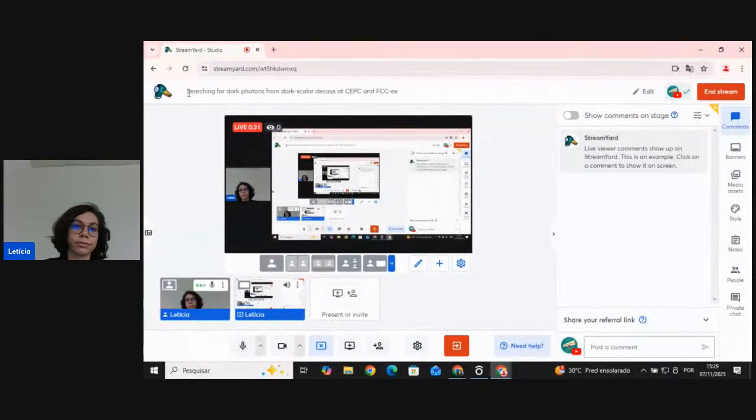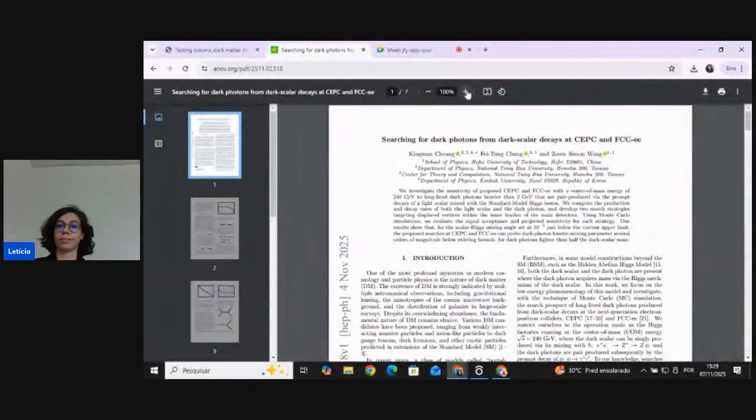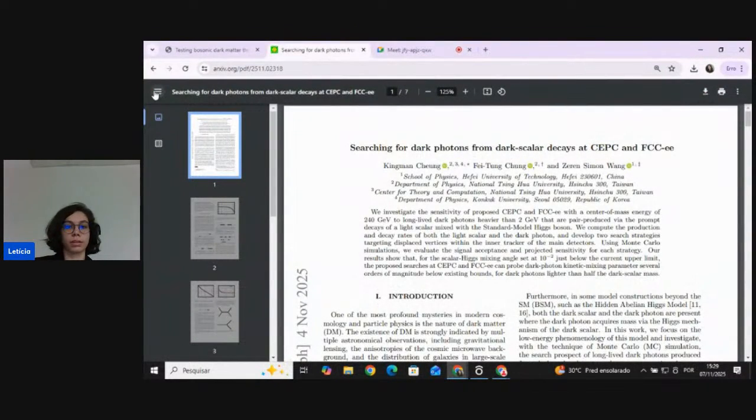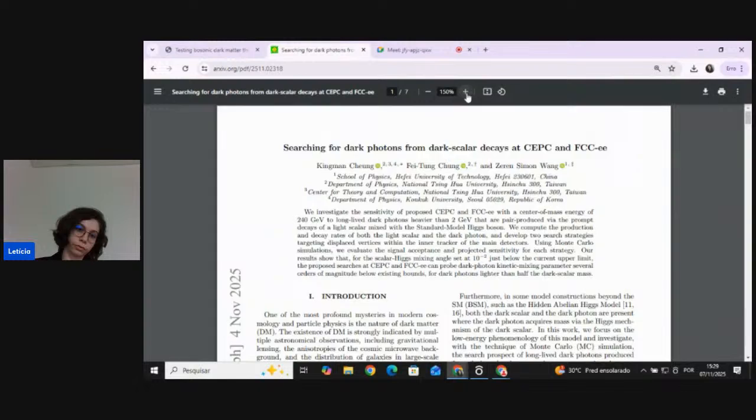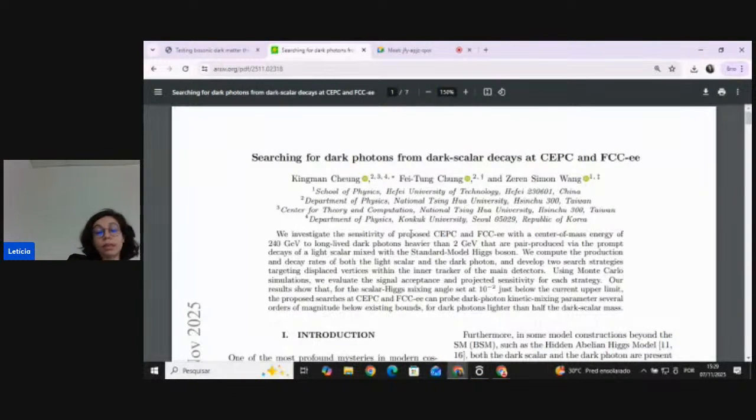And now we have me, Leticia, presenting a paper about searching for dark photons and dark scalars decays at electron-positron colliders. So this is a very recent paper. It was from some days ago. And it focused, as I said, on the search for dark photons at the future electron colliders.